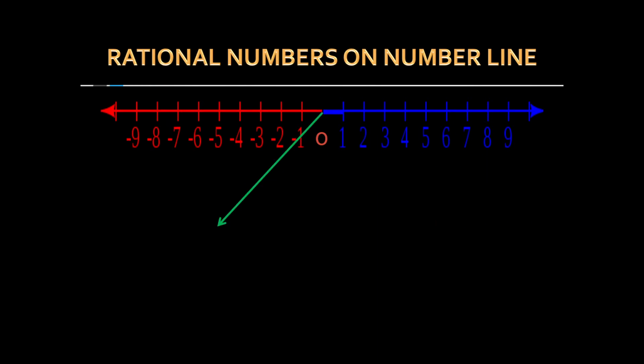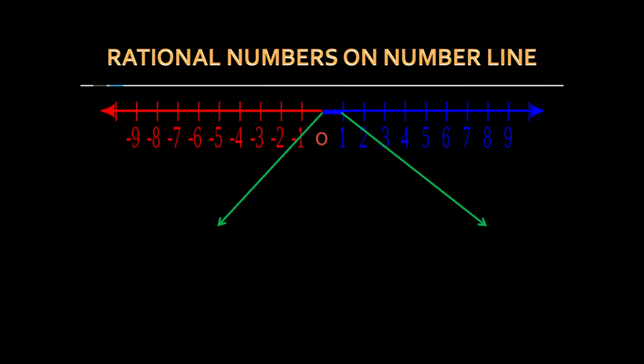In between 0 and 1 we have taken two rational numbers, 0 and 1. Let us discuss which natural numbers are present in between 0 and 1. There are no natural numbers present in between 0 and 1. There are no whole numbers present in between 0 and 1, and also no integers present in between 0 and 1.